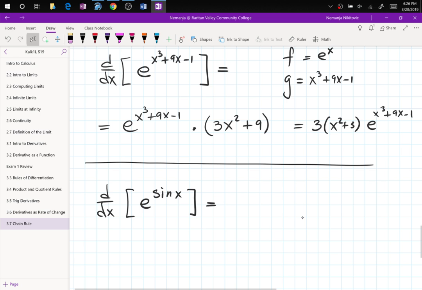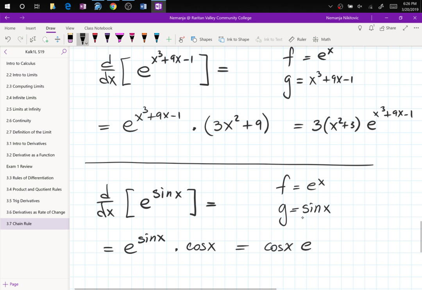So what's my main function over here? Yes, this is the one that you would see from the outside, and plugged in is sine x. So the derivative would be e to the sine x, because the derivative of e to the x is e to the x, itself, times the derivative of sine, which is cosine x. Beautiful. So this is cosine x e to the sine x. Yeah, put parentheses if you want to.